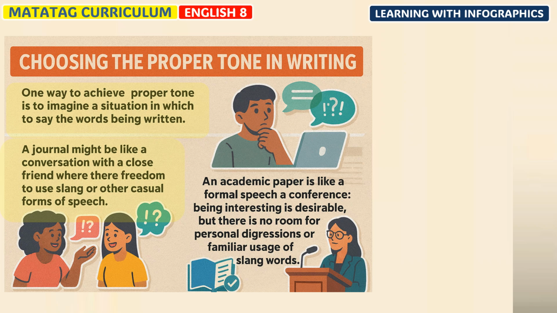A column for a newspaper may be more like a high school graduation speech. It can be more formal, but it can still be funny or familiar. An academic paper is like a formal speech at a conference. Being interesting is desirable, but there is no room for personal digressions or familiar usage of slang words.